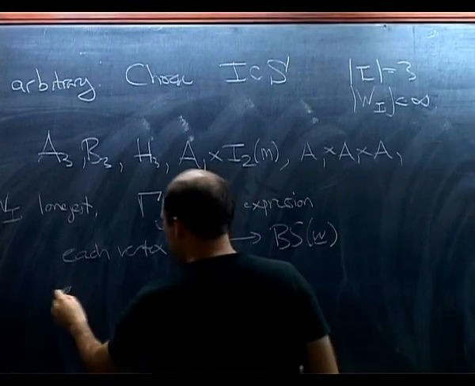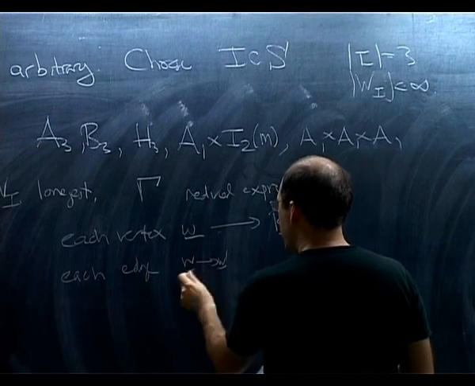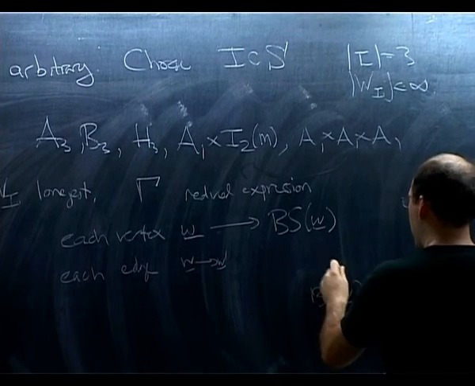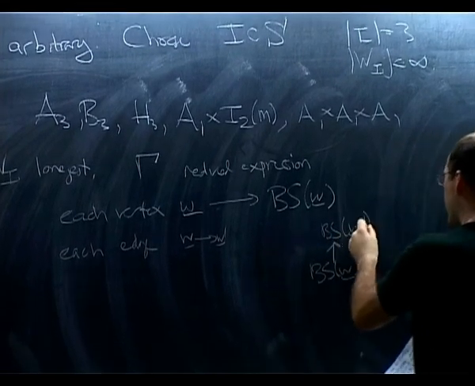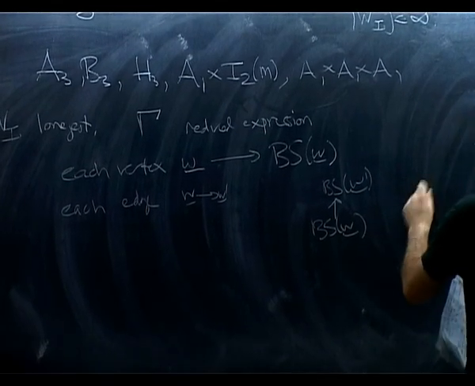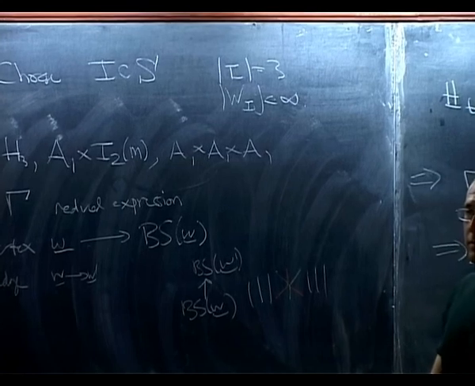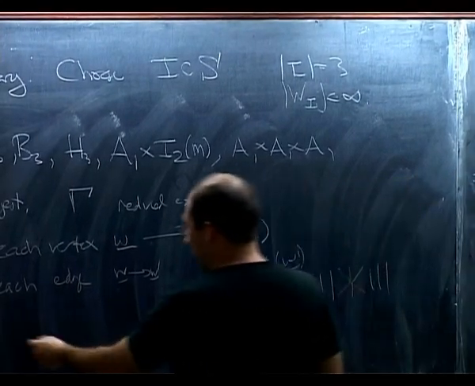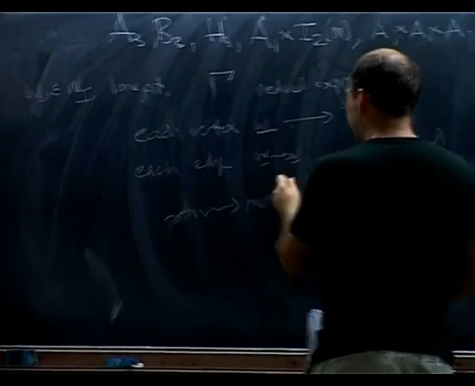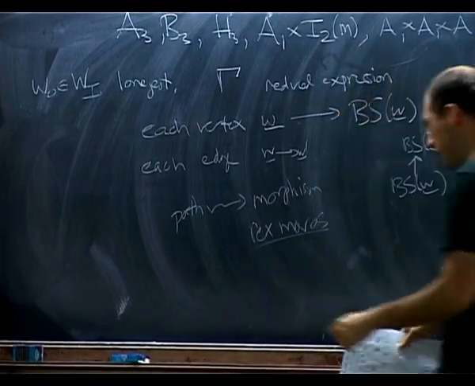Each edge is some sort of application of a braid relation. These can only differ by a braid relation. And to that, we can associate the corresponding 2m-valent vertex, which applies one of these 2m-valent vertices in the appropriate place and does the identity to everything else. So to each path, we get a morphism. And I like to call morphisms in this form Rex moves. They're just sort of moves between reduced expressions.